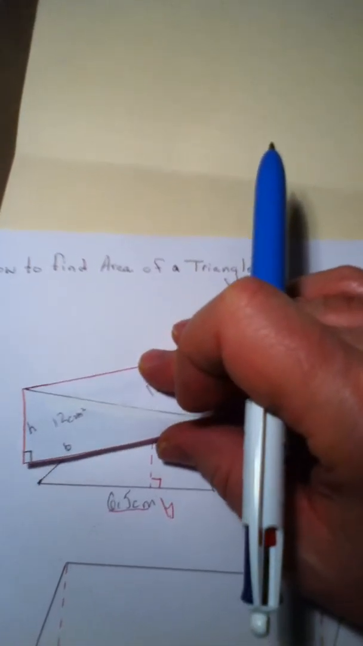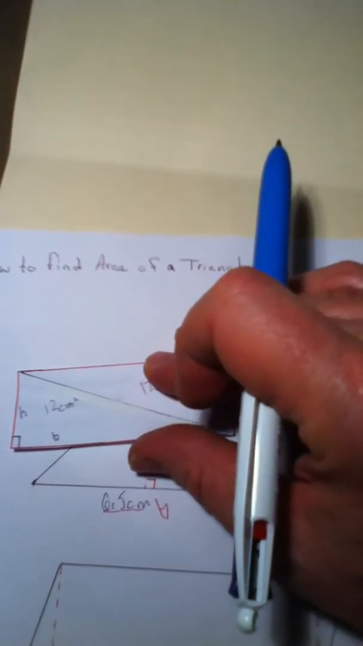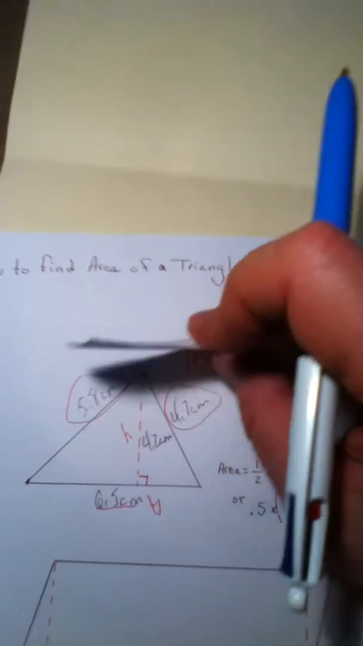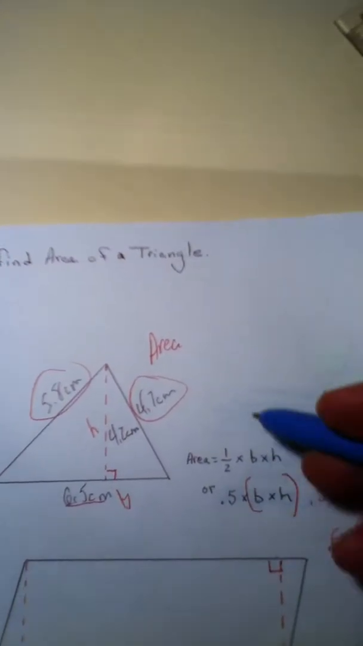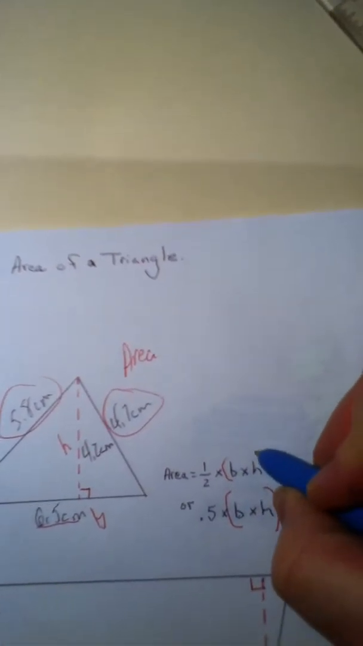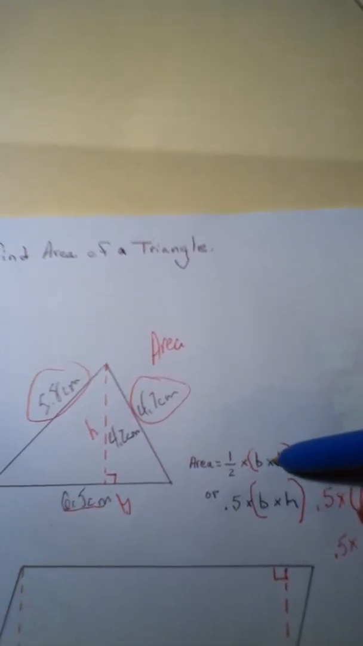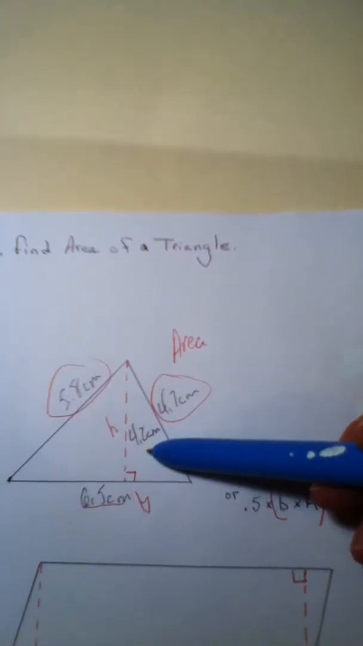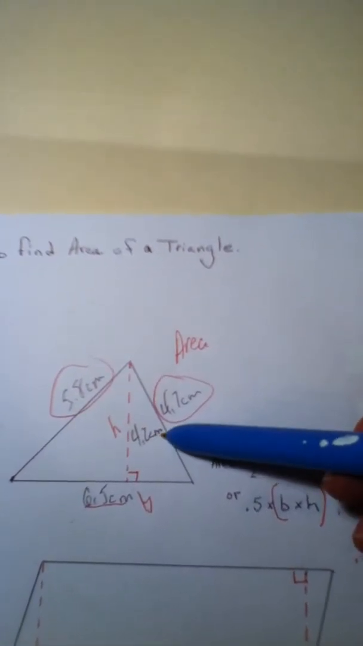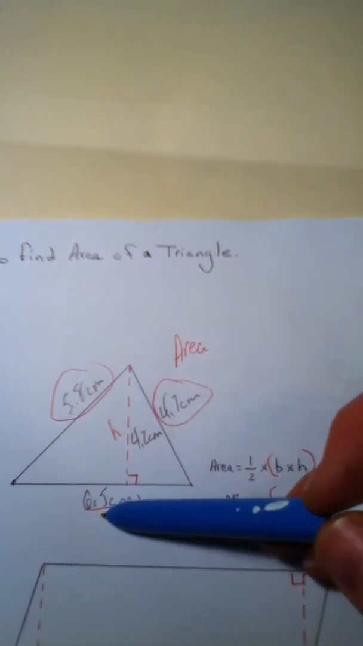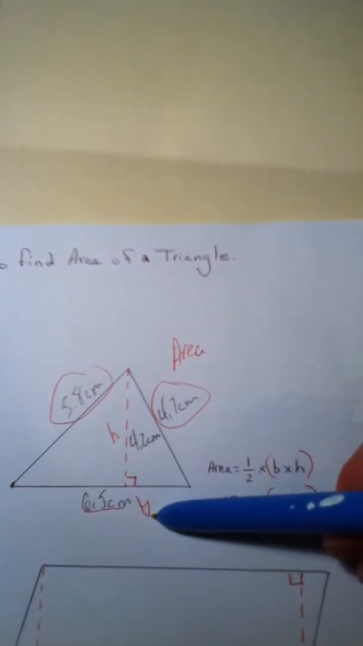Okay, because a triangle is half of the area of a rectangle, we always have to multiply by 1/2 whatever we would get for our base and height. So in this case we have a 4.2 centimeter height and a 6.5 centimeter base.